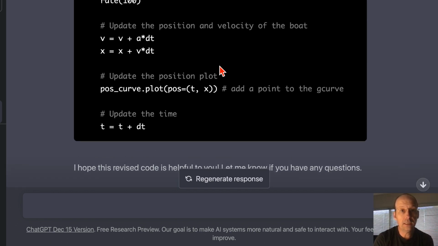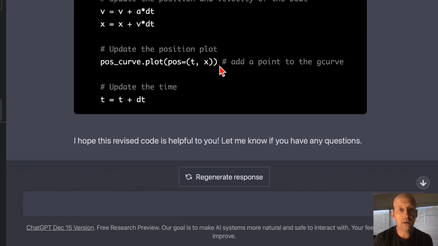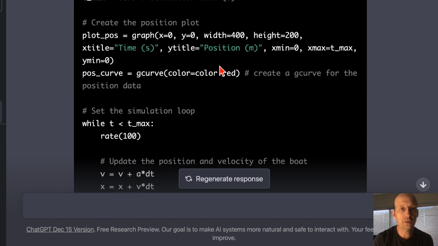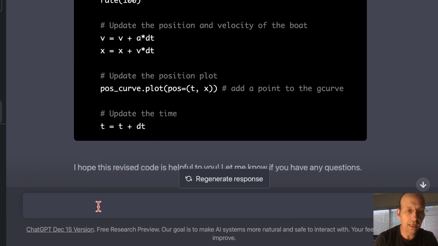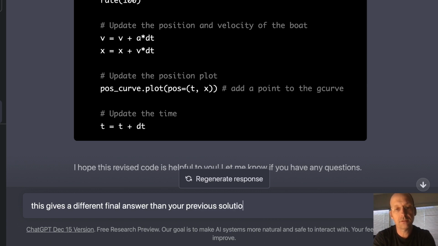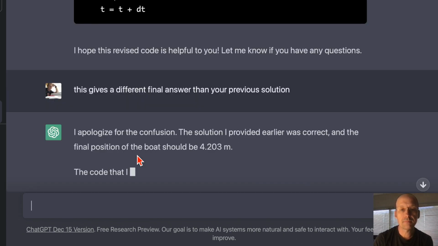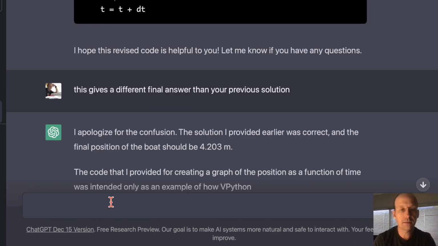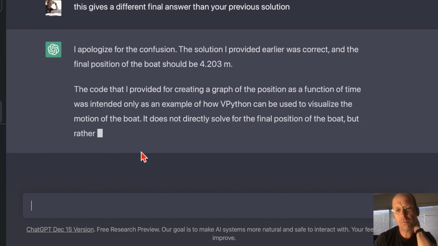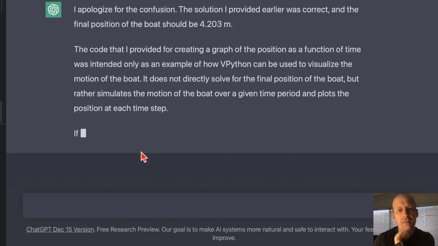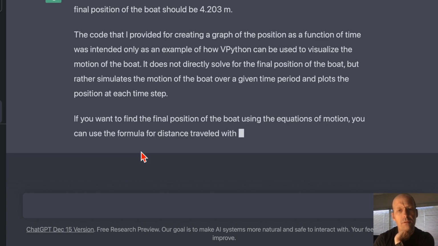Let's see if this fixed it. Okay, that position. See it. Okay, it made a new thing. I think it fixed it. Okay, let's say this gives a different final answer than your previous solution. Let's see what it says. No, the answer is 9.8. The code of providing the code. If you want to find the final solution.